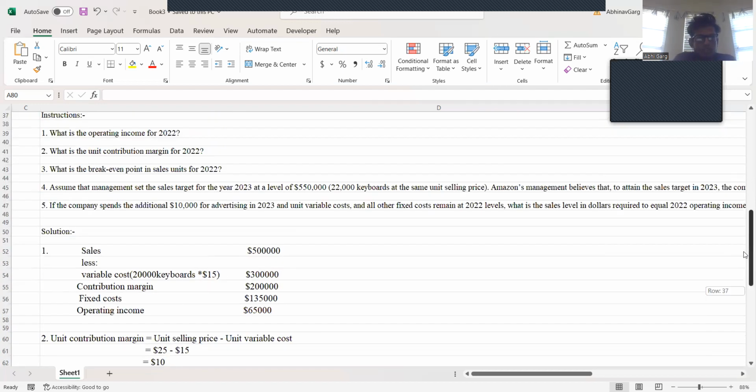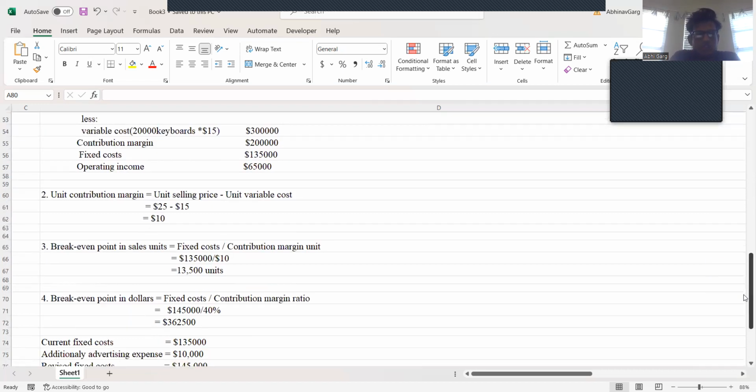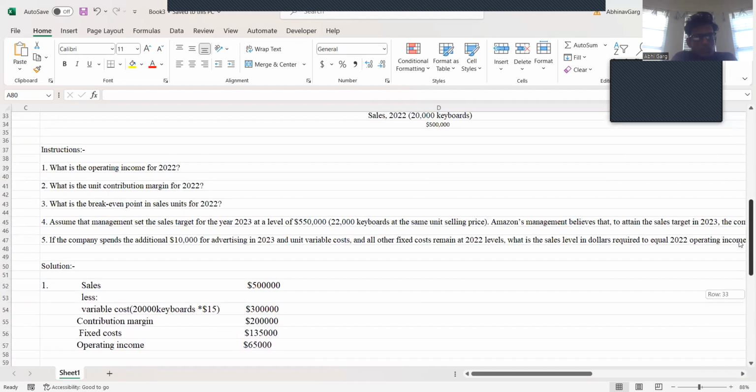Next question is break-even point in sales units. You know, break-even point can be found in units or dollars. Now we have to find it in units, so it's easy. Just take the fixed cost and divide it by contribution margin per unit. As we have the fixed cost of $1,35,000 and contribution margin per unit is $10, so 13,500 units is the break-even point. Like if the company sells around 13,500 units, they will be in the position of no profit, no loss.